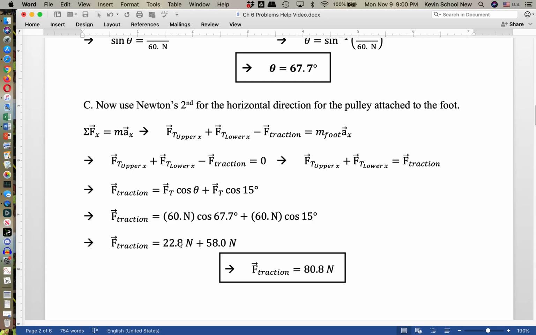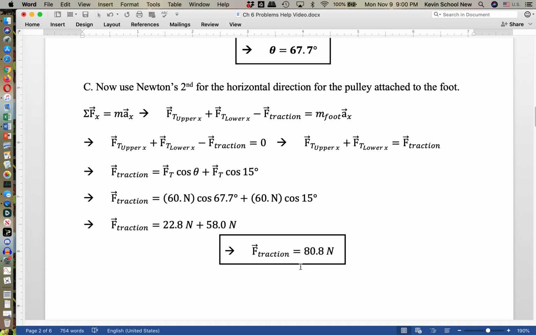I get 22.8 newtons for the first term and 58 newtons for the second term. And so if I add those two together, and I think I'm doing the math correctly there, I get 80.8 newtons of foot traction on this foot. And that's the answer to part C of number 33.